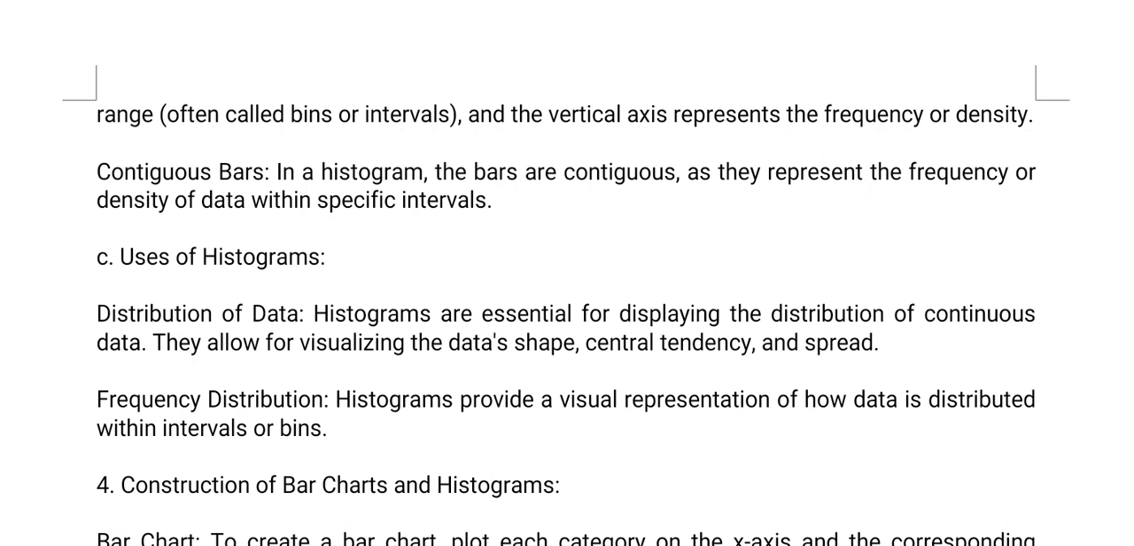Then contiguous bars. In a histogram, the bars are contiguous. They represent the frequency or density of data within specific intervals.